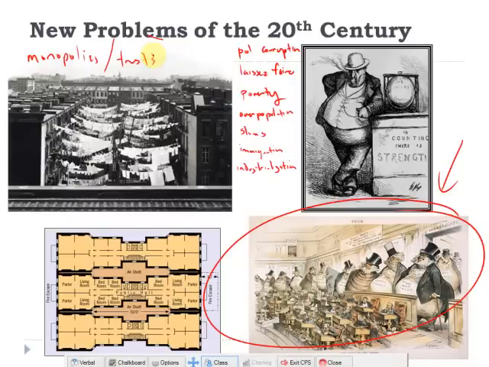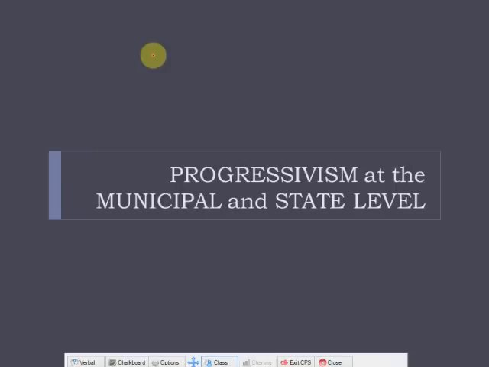And so what's going to happen is, are progressives going to be content with these problems? No. They're going to say, whoa, we need to change this because social reform is a possibility. And so in this new era, you have the emergence of progressives who are fed up with these problems. So today, folks, we're going to talk about progressivism at the municipal and state level.